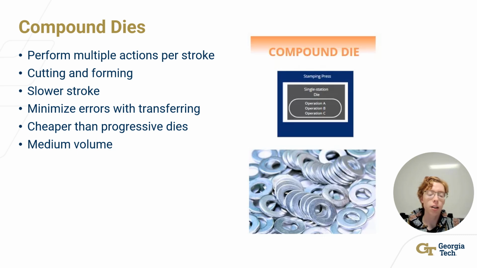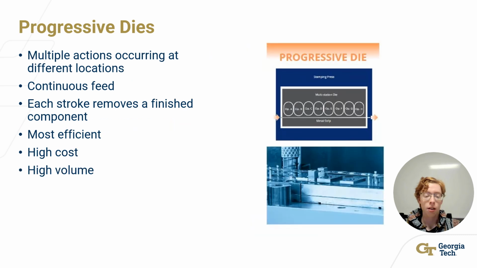In terms of cost, compound dies are more expensive than simple dies, but often cheaper than progressive dies. Compound dies are best suited for medium to high volume production of simple parts.